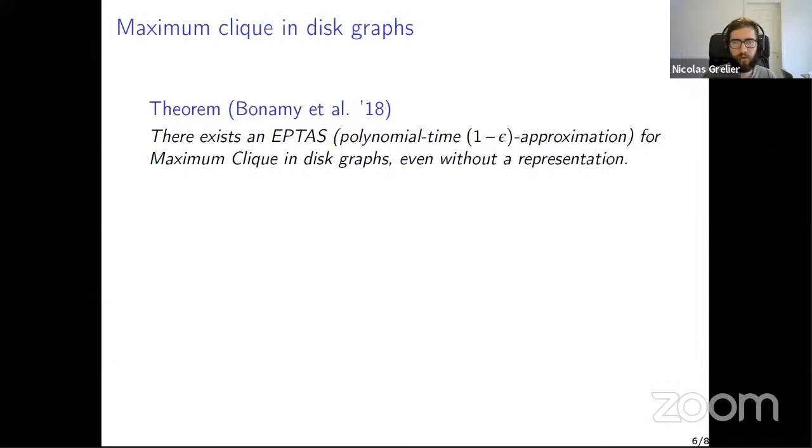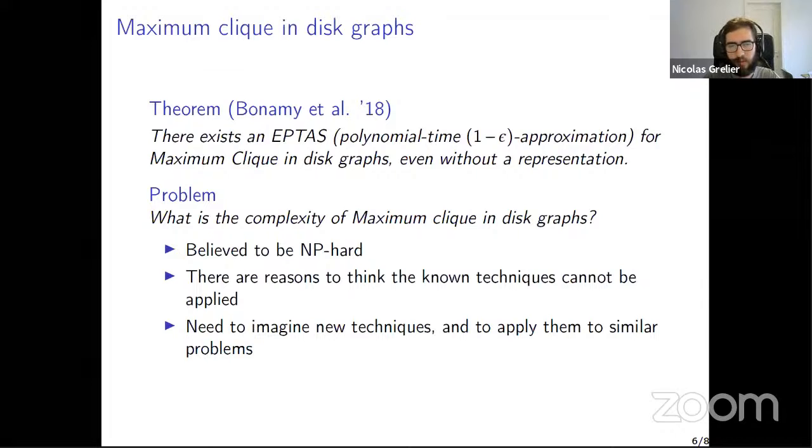So okay, this was for the positive results. We had, for example, the result by Bonamy et al. But of course, there is the natural question: what is the complexity of maximum clique in disk graphs? So this time with any radius. This is actually considered a very important problem in the field. It has been open since the 90s, and a lot of people have tried it, and we don't know anything yet. But it's mostly believed to be NP-hard.